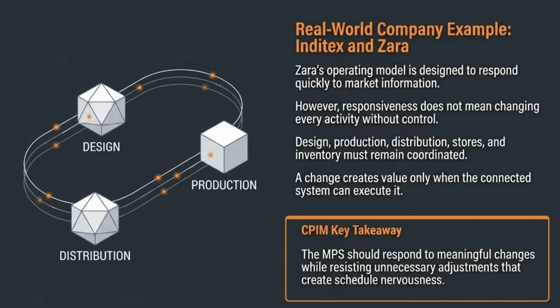Real-world company example. Inditex and Zara. Zara's operating model is designed to respond quickly to market information. However, responsiveness does not mean changing every activity without control. Design, production, distribution, stores, and inventory must remain coordinated. A change creates value only when the connected system can execute it. CPIM key takeaway. The MPS should respond to meaningful changes while resisting unnecessary adjustments that create schedule nervousness.